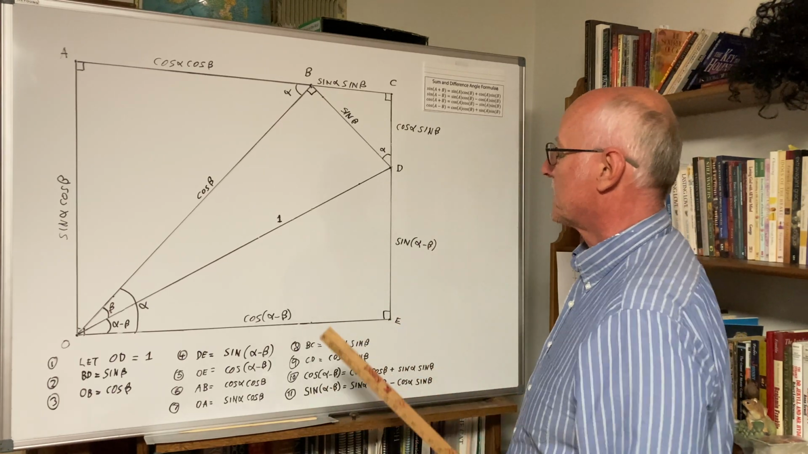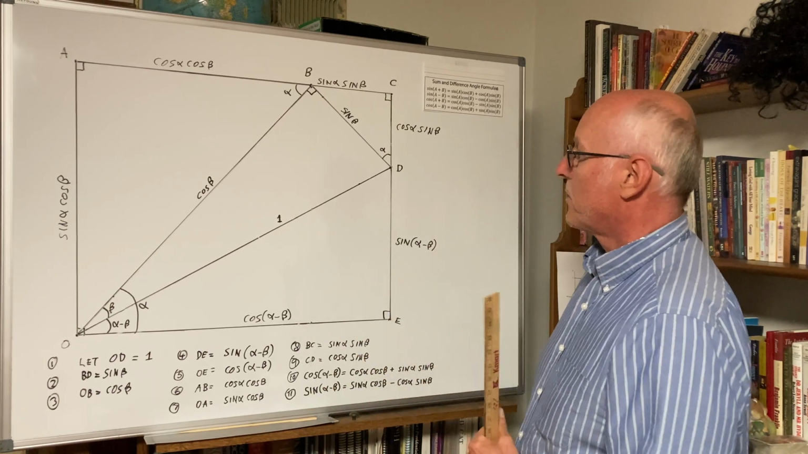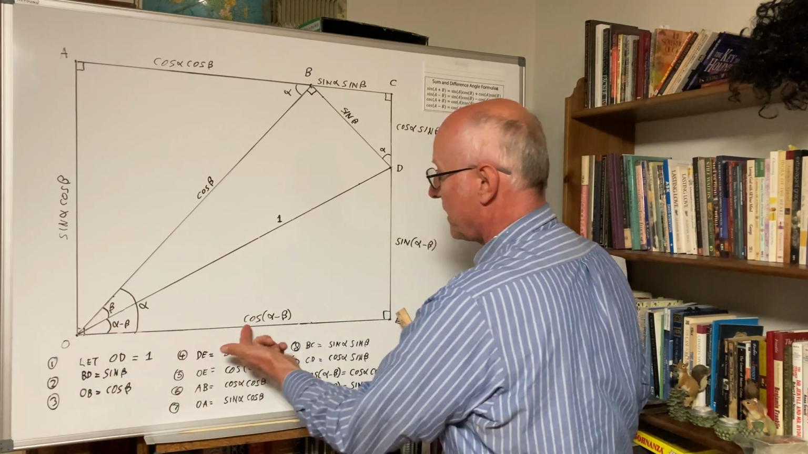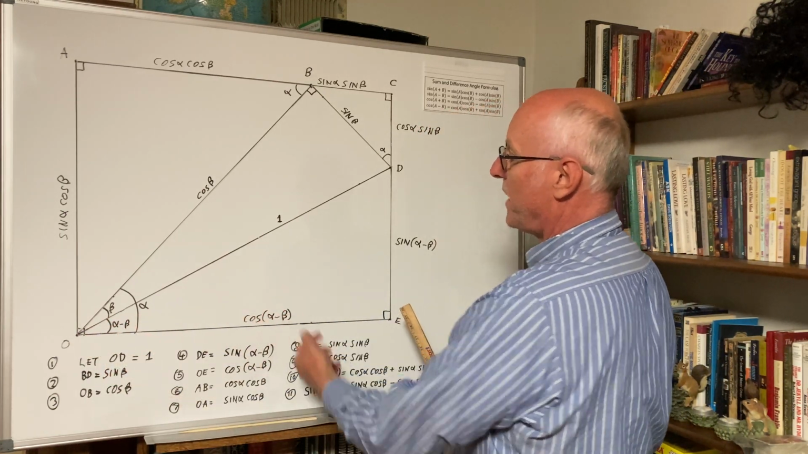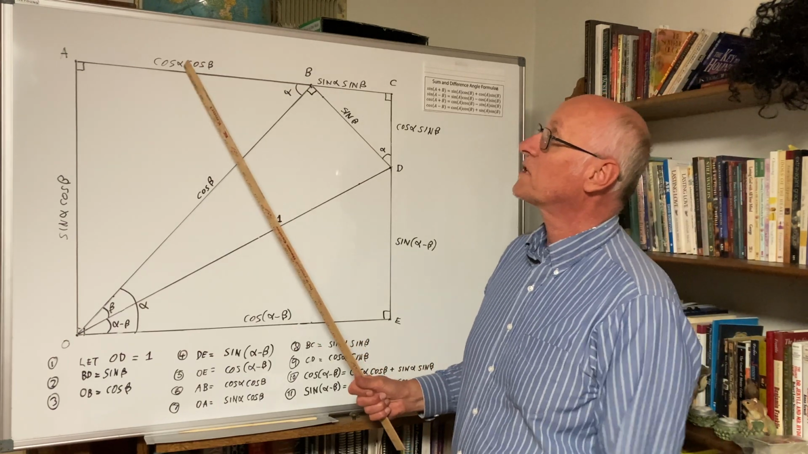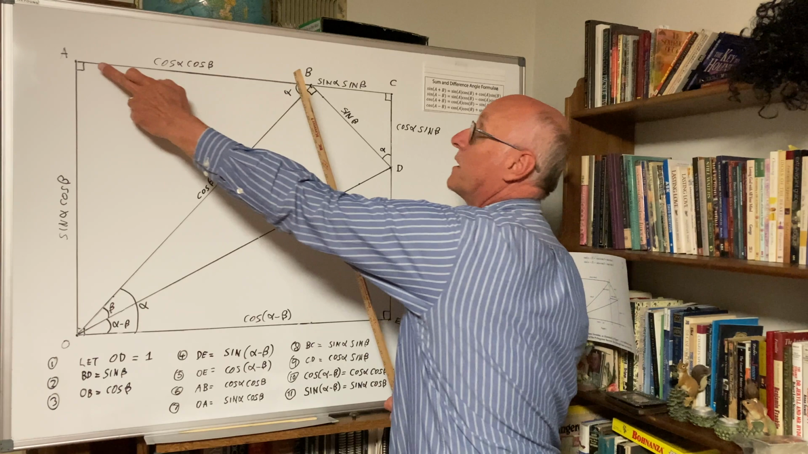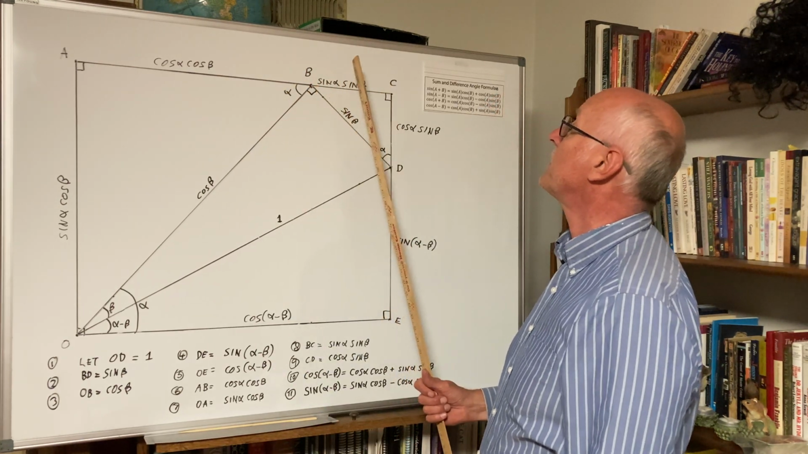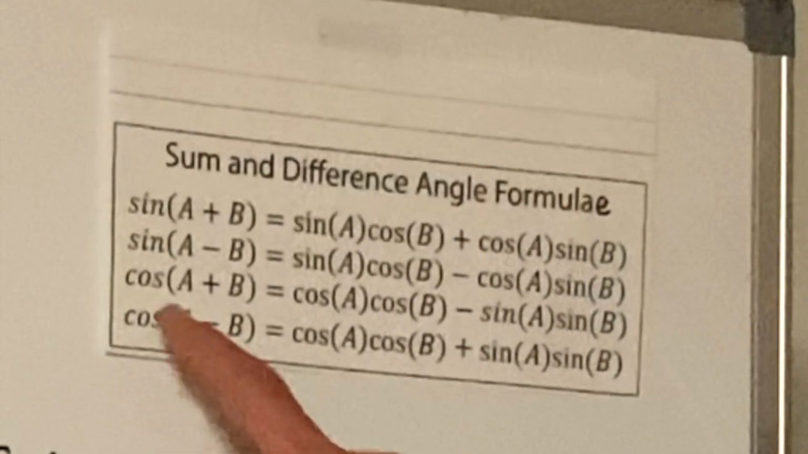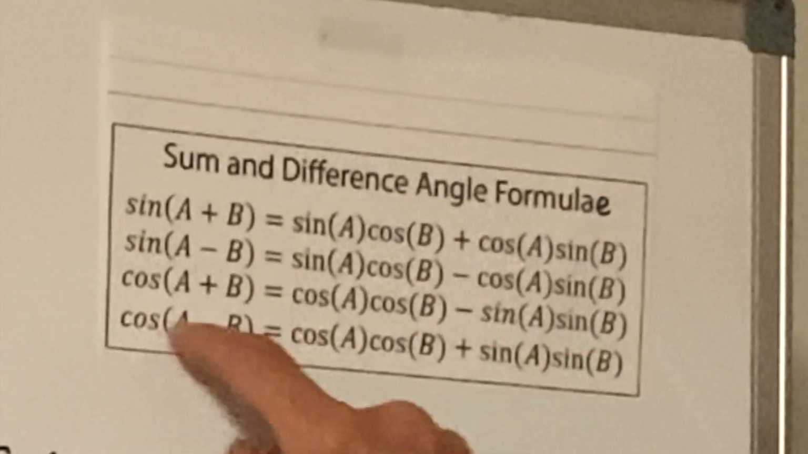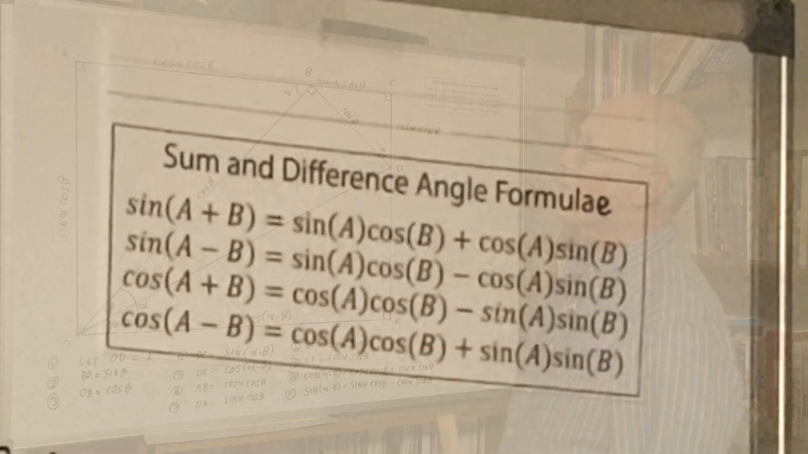And so we're going to prove that this distance, O to E, that's cosine of alpha minus beta, that consists of cosine alpha, cosine beta, that's AB, plus BC, which is sine alpha, sine beta. And that's our famous difference angle formula for cosine.